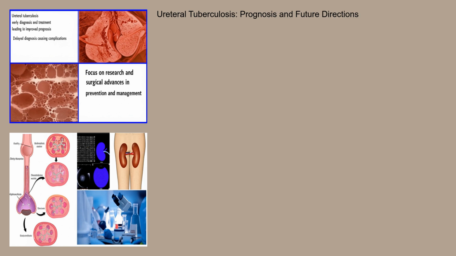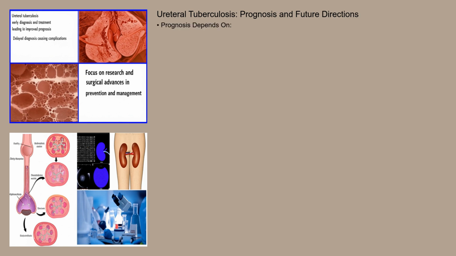The prognosis for ureteral tuberculosis depends on several factors, including the extent of ureteral involvement, the timeliness of diagnosis and treatment, and the patient's overall health. With early diagnosis and appropriate antimicrobial therapy, many patients can achieve a full recovery. However, delayed diagnosis or inadequate treatment can lead to significant kidney damage and even kidney failure.